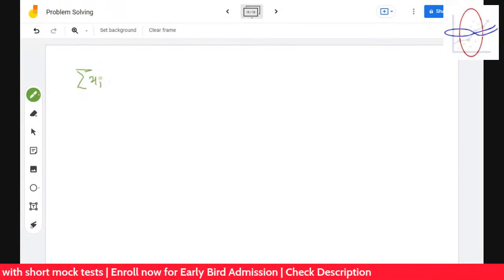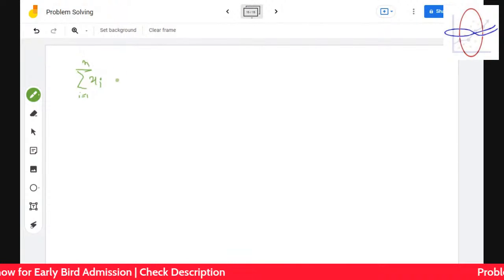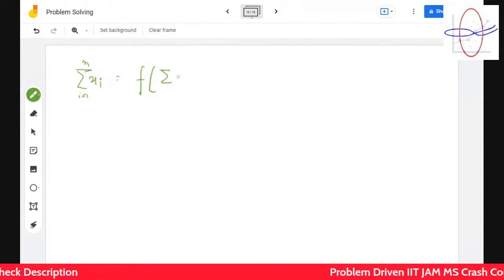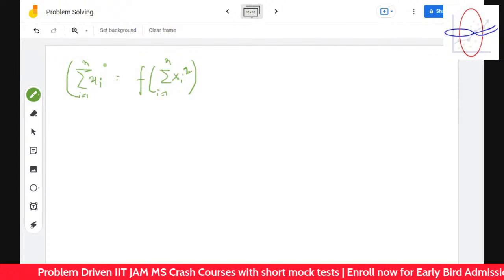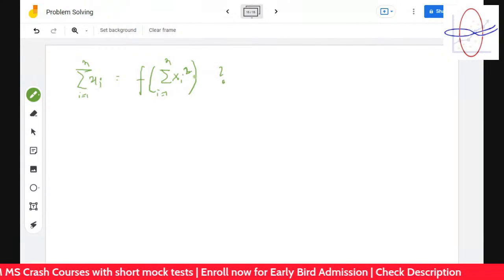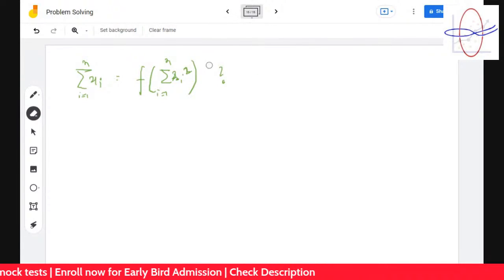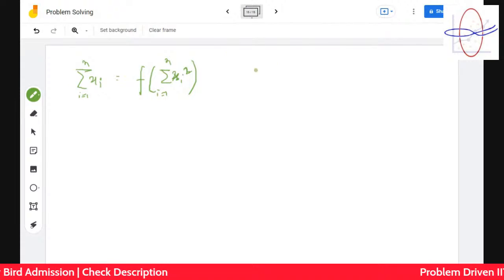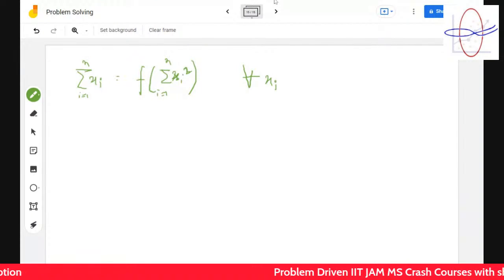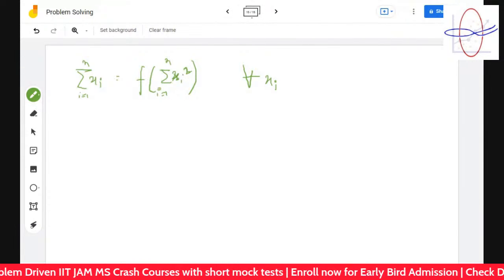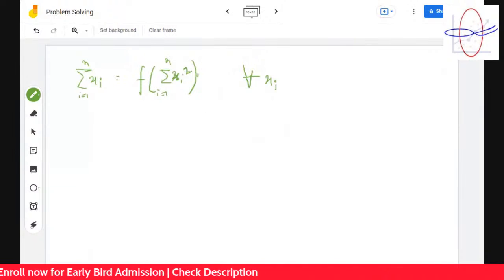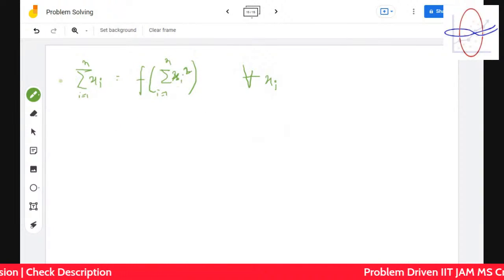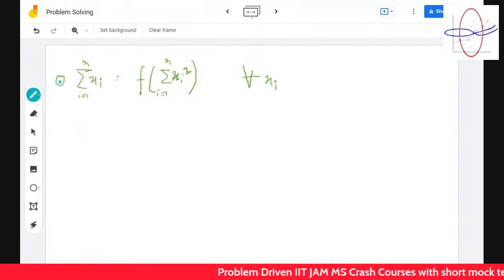Is summation xi a function of summation xi square? And it is written like this, for all xi, remember. You see, I'm giving you the proof of this for all xi. The xi are an n-dimensional vector. So how do you show this? This is a very interesting problem. Is this a function of this or not? Whatever number you take, is this a function or not? How do you show this? How to show it's not a function?